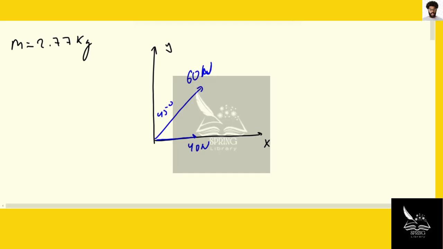Here we have to find the acceleration and the direction of acceleration of a system shown here. There are two forces of 60 newtons and 40 newtons, and the angle between these two forces is 45 degrees. To find the total, first let's find the acceleration.